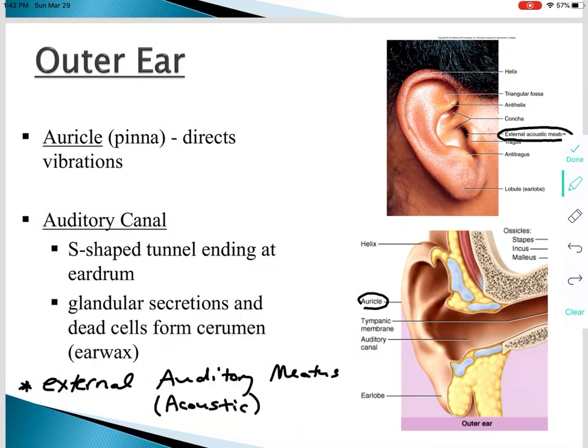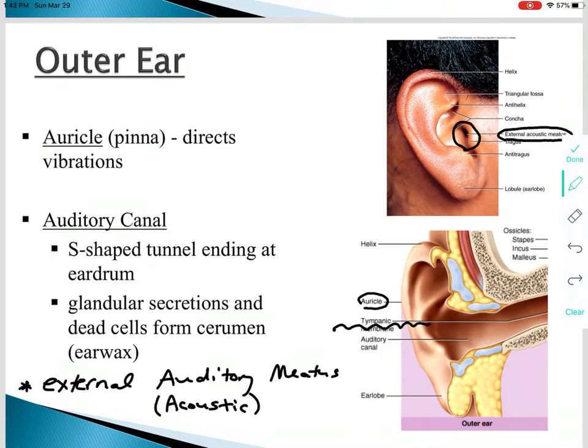Sometimes you'll see it as it is in the top picture, acoustic. But the name here really tells you what it is. It's facing the external part of the body. It deals with auditory or acoustic sound waves, and it is a meatus, or narrow opening. So really, the external auditory meatus is the ear hole, if we wanted to be really specific and simple, ear hole.